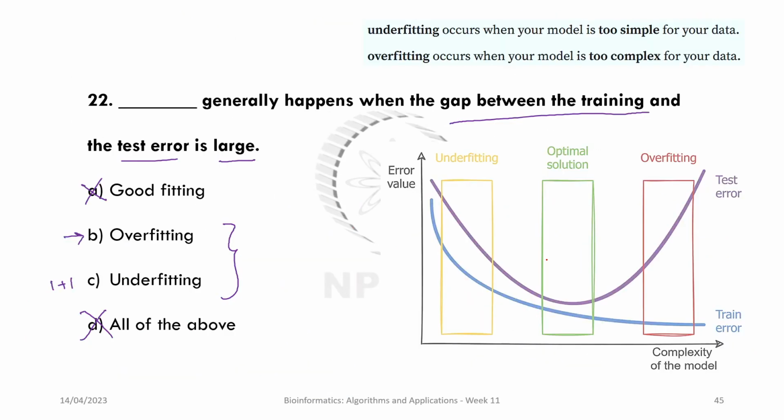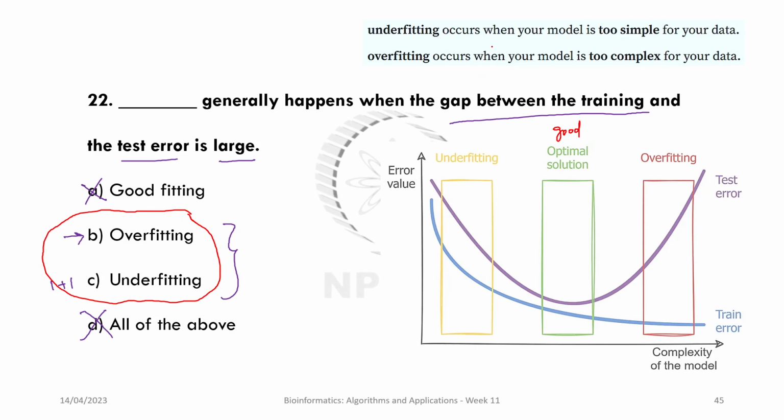Yes. So this is one more question which we had done last week, but I had not added any pictures to tell you why. So I thought you might find this useful. Overfitting generally happens when the gap between the training and test error is large. So is it good fitting, overfitting, underfitting, or all of the above? So we know it's not good fitting. I wanted you to grasp the difference between overfitting and underfitting better. This is optimal or good, whatever.